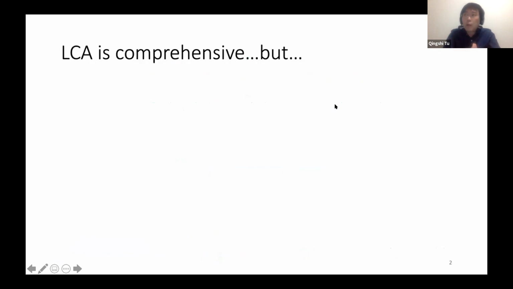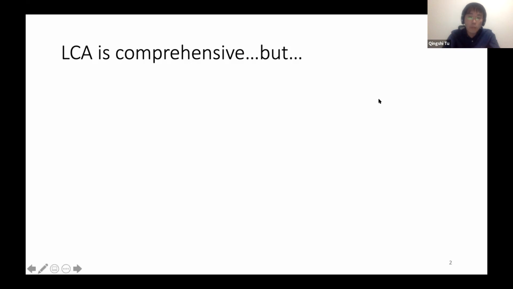So when we talk about a carbon intensity displacement factor, I think naturally we'll think about LCA, lifecycle assessment. And lifecycle assessment is a very comprehensive tool. People use it because it can holistically look at the product's entire life cycle and estimate the impact from different stages. But there's a but, right?